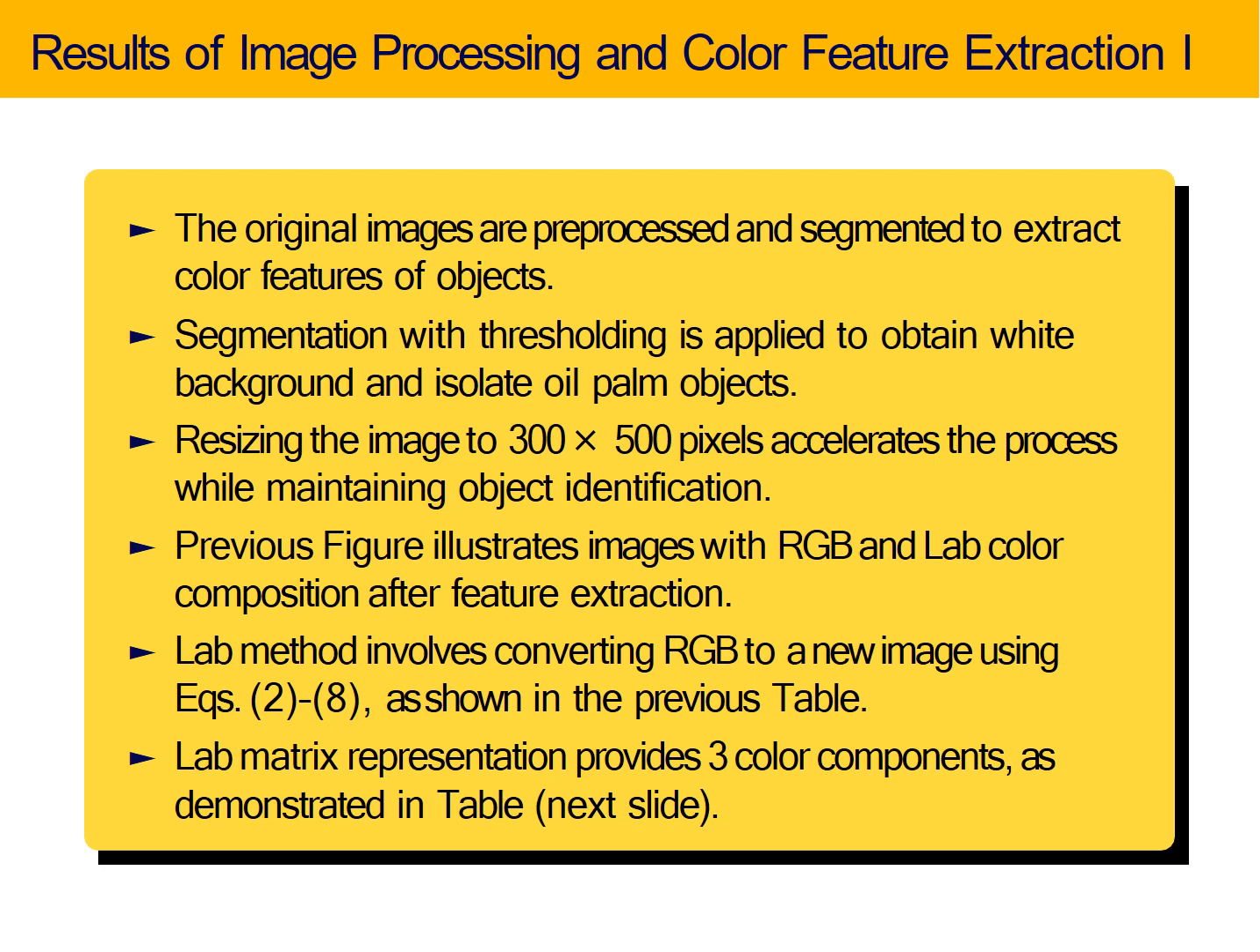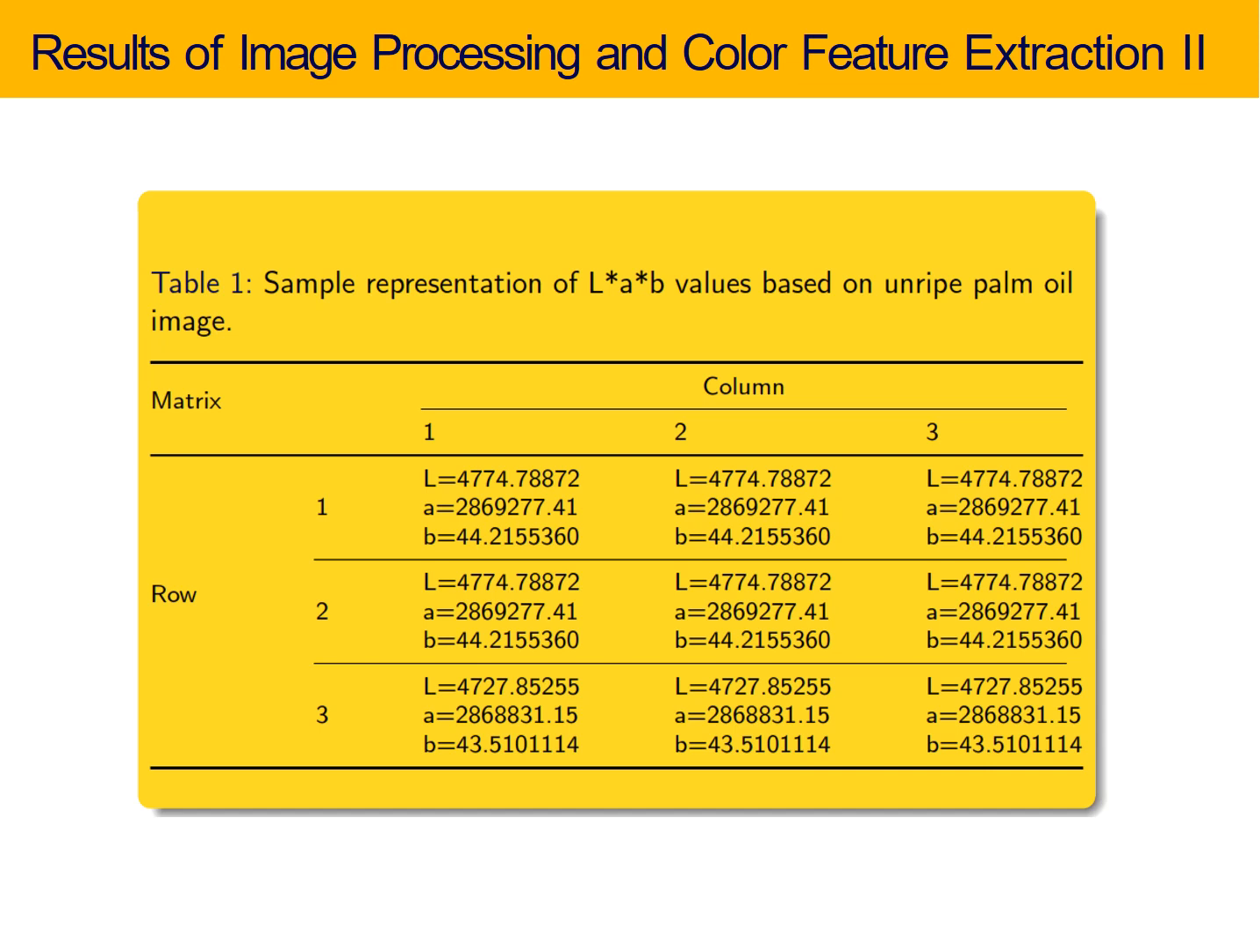The previous figure illustrates the image with RGB and LAB color composition after feature extraction, and the LAB method involves converting RGB to a new image using the equation based on the previous table, and the LAB matrix representation provides three color components as demonstrated in a table on the next slide. This is a sample representation of LAB color space, LAB values based on unripe palm oil images with the row and the column of each image.